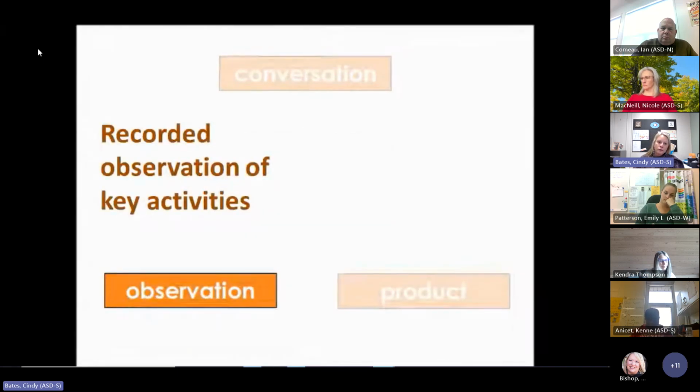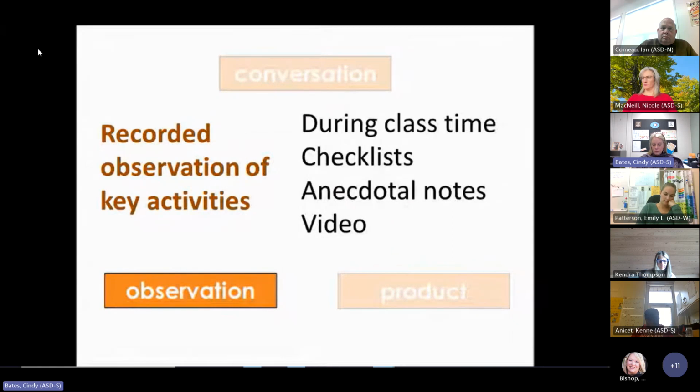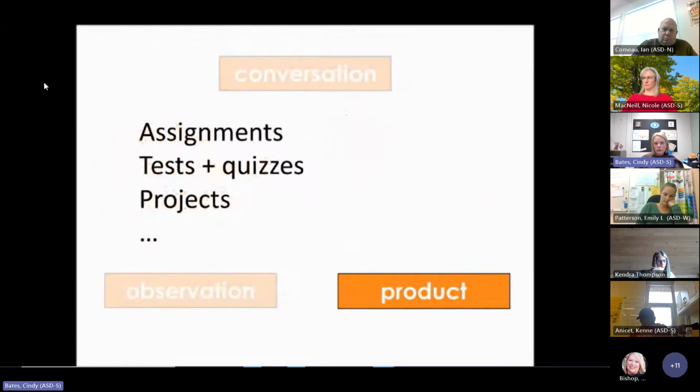Observations? For observation, students are busy working on something. They're working on a project and I'm walking around maybe with a checklist or something like that so that I have a record of it. And products. Product is important. Quizzes, projects, different things that they are creating.